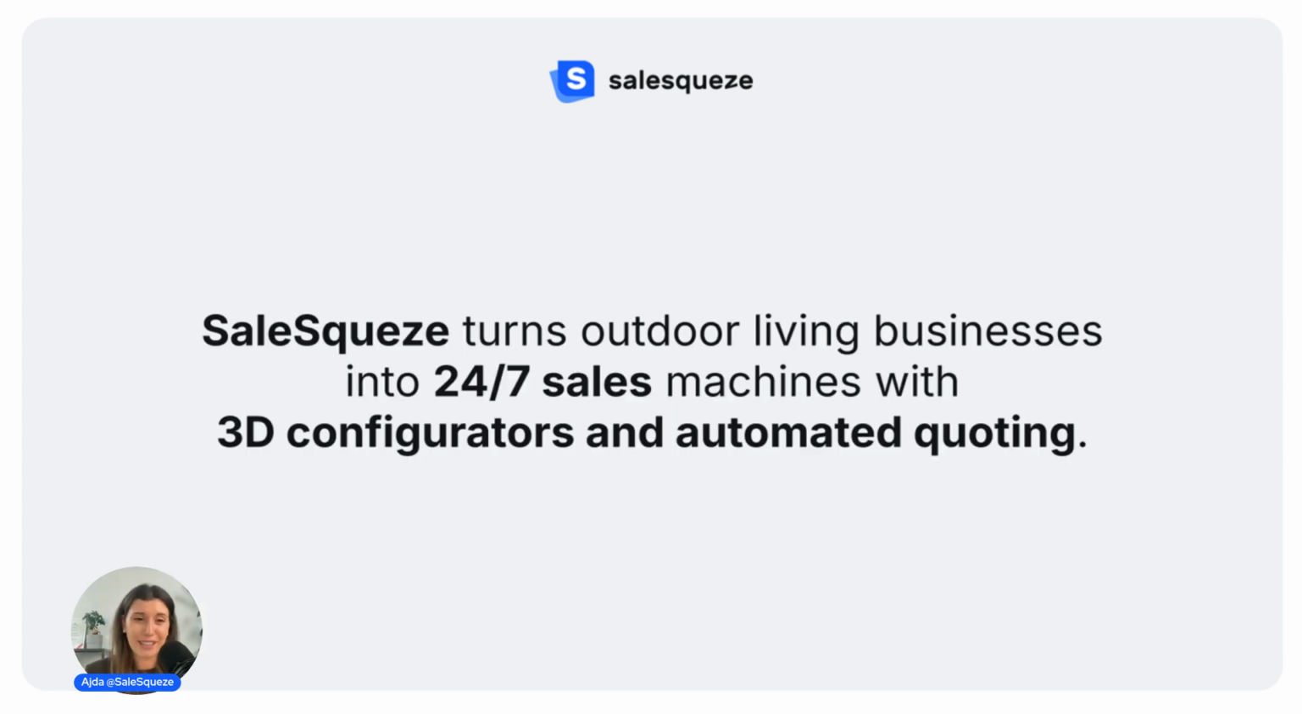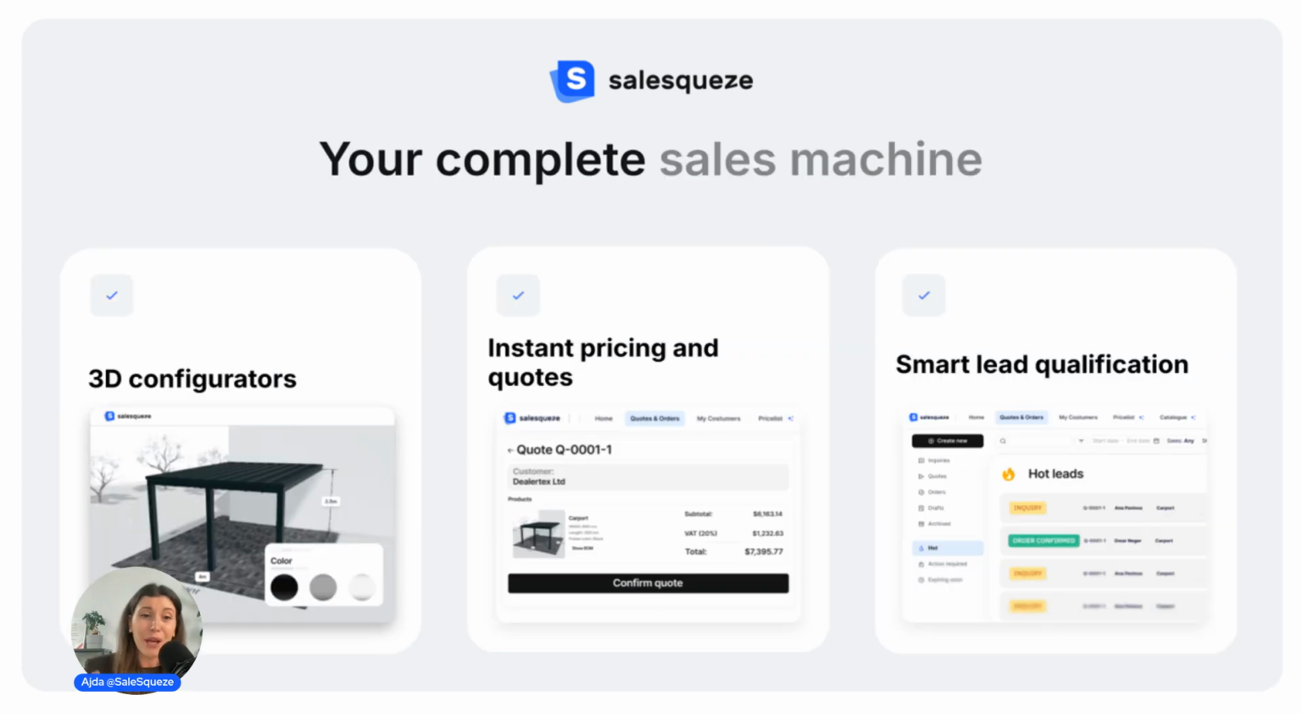And because we know that outdoor living businesses are struggling with those problems a lot, here is where SaleSqueze comes in. SaleSqueze turns outdoor living businesses like carport businesses into a 24/7 sales machine with 3D configurators and automated quoting. So with SaleSqueze, you don't get just the 3D configurator, you also get the instant pricing and quoting and the smart lead qualification. Those are 3 main features that we have, and I will walk you through all of those features through the demo that I prepared for you.